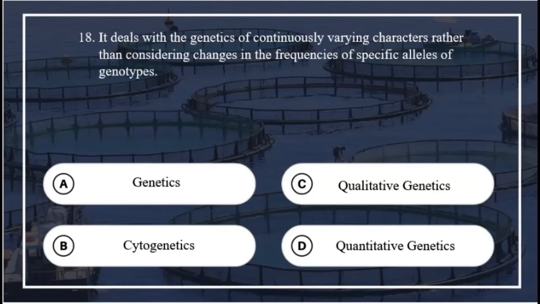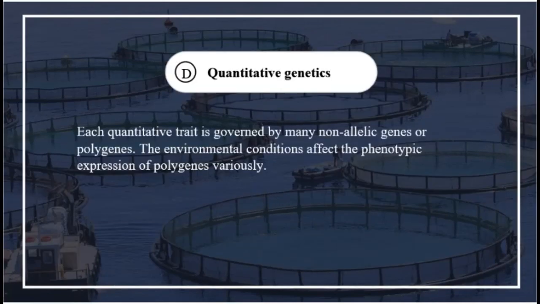18. It deals with the genetics of continuously varying characters rather than considering changes in the frequencies of specific alleles or genotypes. A. Genetics. B. Cytogenetics. C. Qualitative genetics. D. Quantitative genetics. Answer. D. Each quantitative trait is governed by many non-allelic genes or polygenes. The environmental conditions affect the phenotypic expression of polygenes variously.